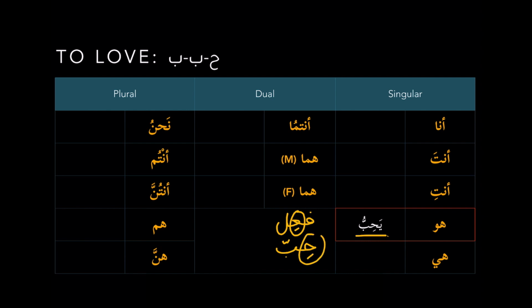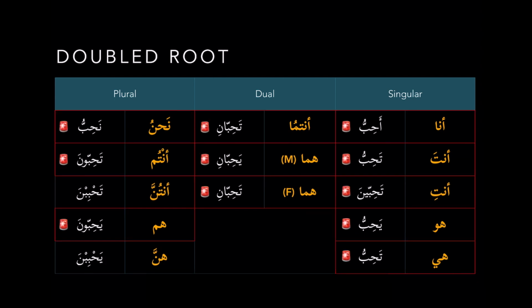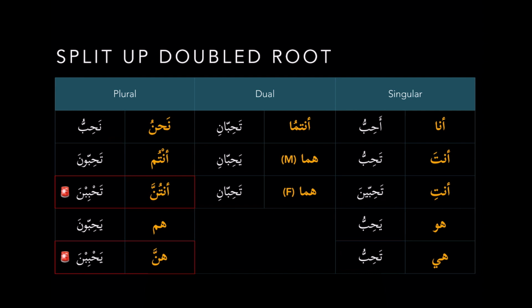And this happens in almost all the conjugations, like we see ana ahibbu, anta tahibbu, anti tahibbina. See, all of these have the kasra under the ha. Even huma feminine, tahibbani. We have nahnu nahibbu. You get the idea. But there are a couple of them that actually have the ba split up, like antunna tahbibna and hunna yahbibna. And this happens when the suffix of the conjugation begins with a consonant. And in this case, we have the noon, which is a consonant. And so the doubled radical is split up.